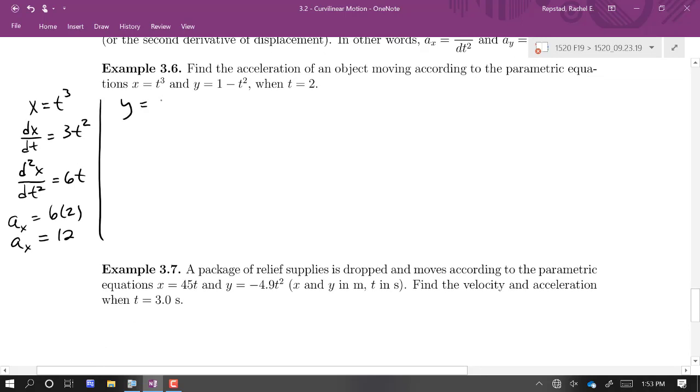Do the same thing with the y function. What's dy dt? And then we take the derivative again. What do we get? -2. Yeah. And then, that's pretty easy to evaluate, right? The y component is constant at -2. So that's our AY.